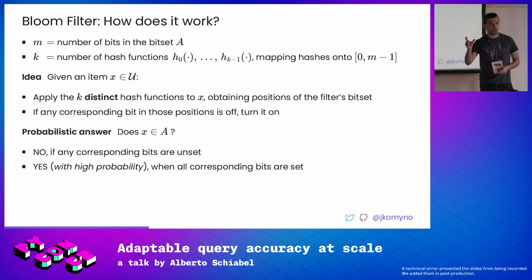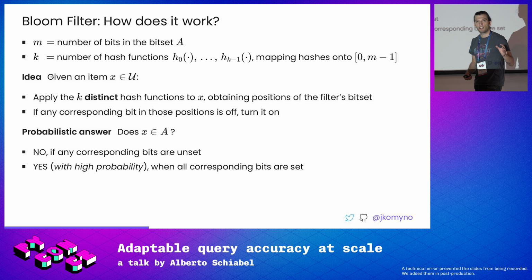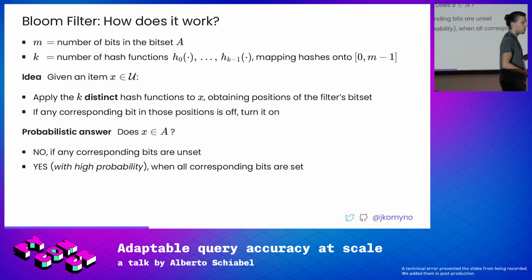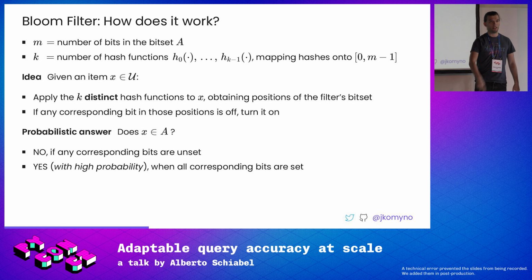And if the position selected, any value is set to 0, we actually turn the bit on, so we set it to 1. And when we perform the lookup, we get a probabilistic answer, like, does element X belong to the set A? We answer no if at least one of the bits selected is set to 0, and we answer yes, maybe, if every one is set to 1. And that's where the probability comes in, because this yes could actually present false positives.